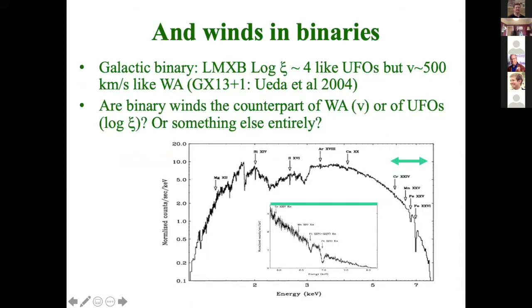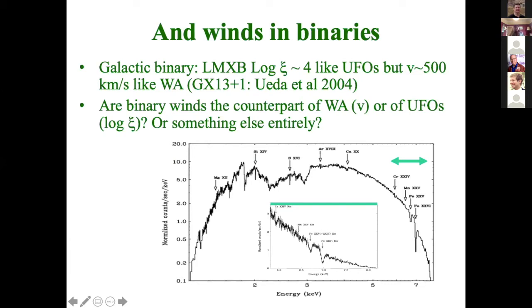But we also see winds in galactic binaries as well. And these are very high ionization, so mainly hydrogen-like and helium-like ions that we see them in. So that's kind of like those ultra-fast outflows in AGN. But their velocities are really quite small, more like the warm absorbers in AGN.